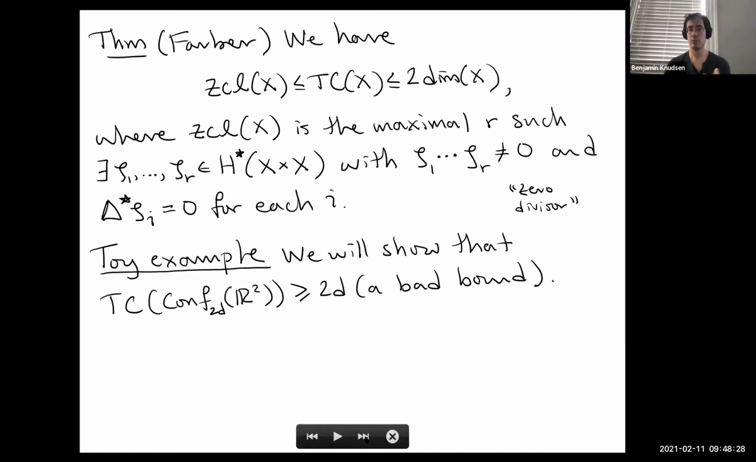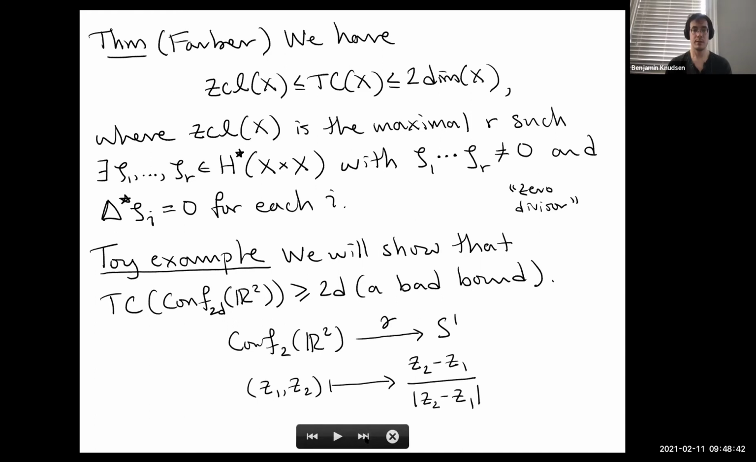But here in this example, we're going to show this. So how are we going to do it? We're going to do it using Farber's theorem. So we're going to cook up some cohomology classes and multiply them together and get something non-zero. That's the hope.